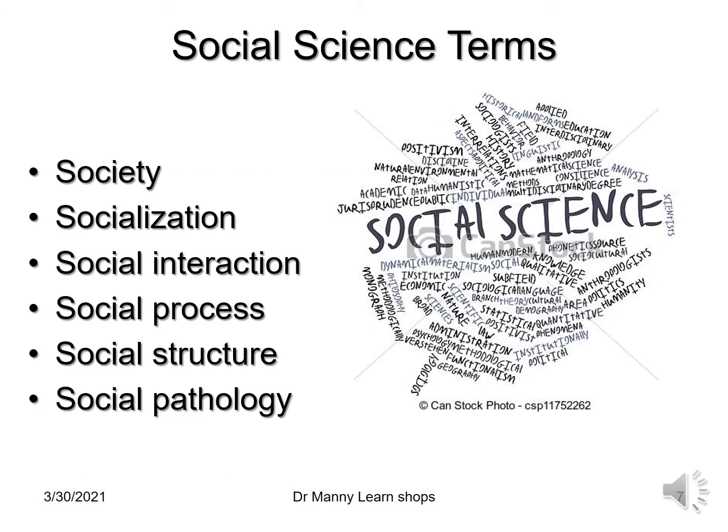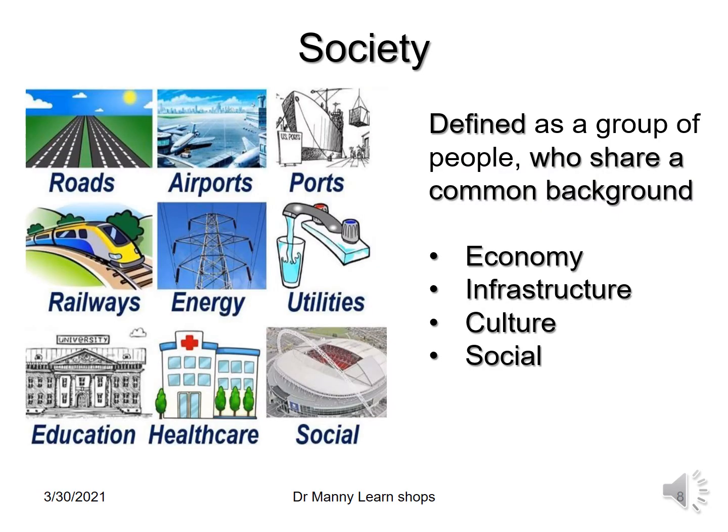These are some of the terms that we use in social science: society, socialization, social interaction, social processes and structures, and in abnormal situations, social pathology. What's society then? Society is defined as a group of people who share a common background related to economy, infrastructure, culture, and social situations.